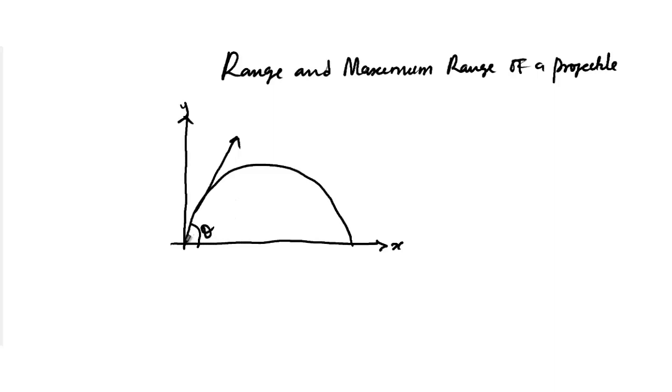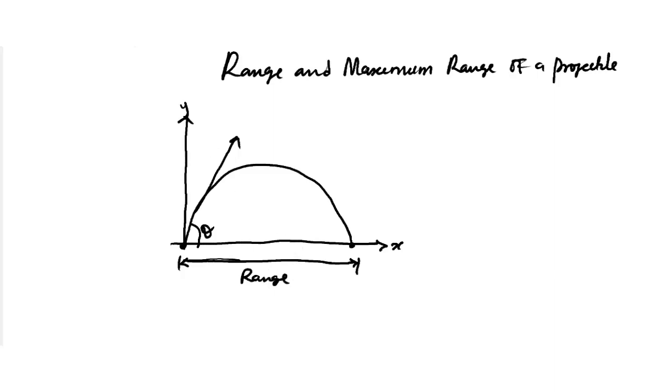So when we say range, if a projectile is projected at an angle theta to the horizontal from here, and it travels till it gets to this point, the range of the projectile is this horizontal distance traveled, from the point of projection till it reaches here. So this is the range of the projectile. Range is a distance basically, or displacement. Let me use displacement. So that's the horizontal displacement of this particular projectile.